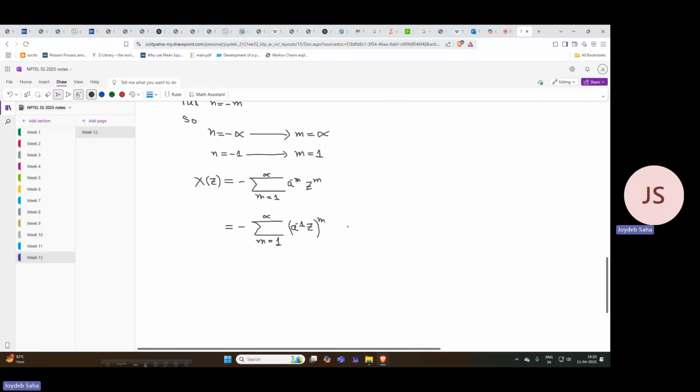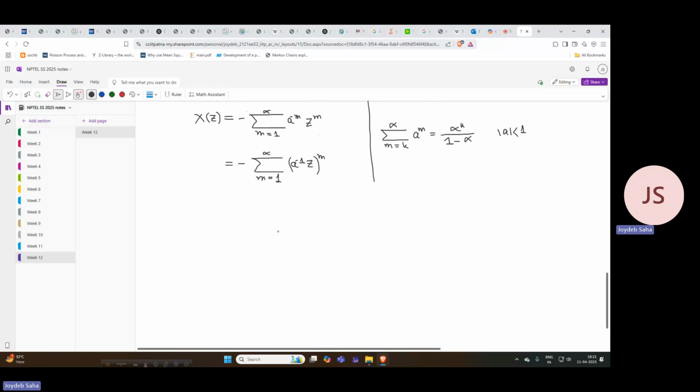So we will use this formula here. We know that the sum from m equal to k to infinity of alpha to the power m is equal to alpha to the power k divided by 1 minus alpha, provided that mod alpha is less than 1. Fine. This formula we will use here.